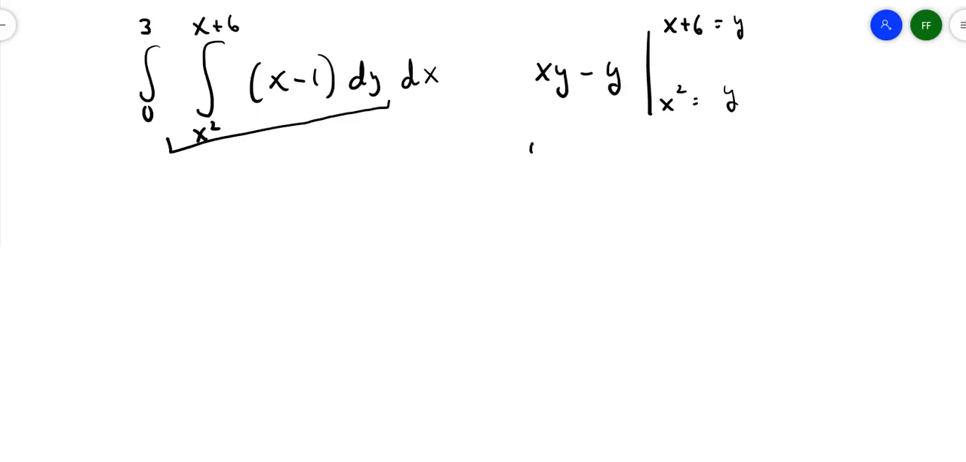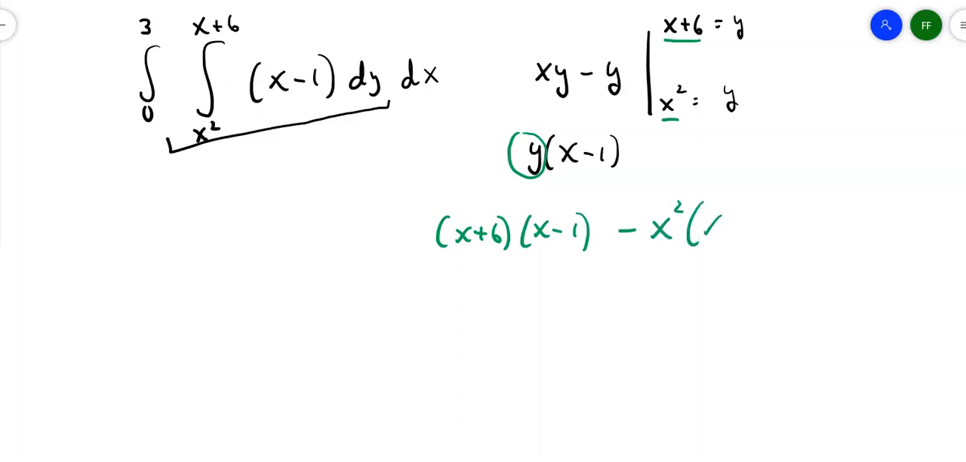Maybe it would help if I factored out a y, made it y times x minus 1, and now I don't have to do the substitution twice. So I can replace this y over here with an x plus 6, and then with an x squared. So I get x plus 6 times x minus 1 minus x squared times x minus 1.